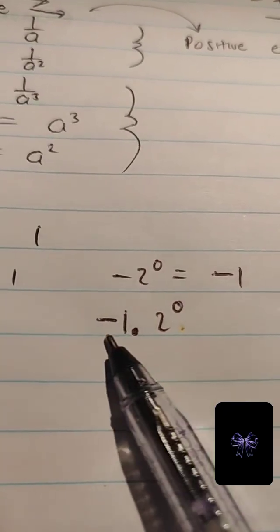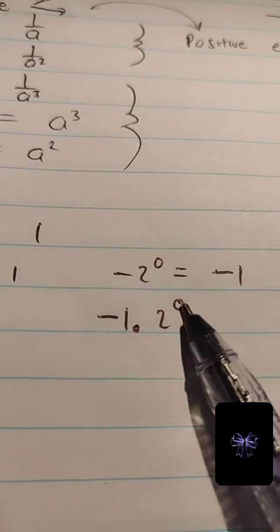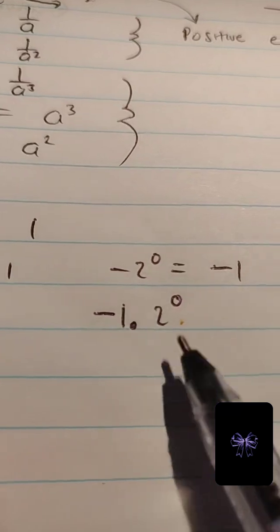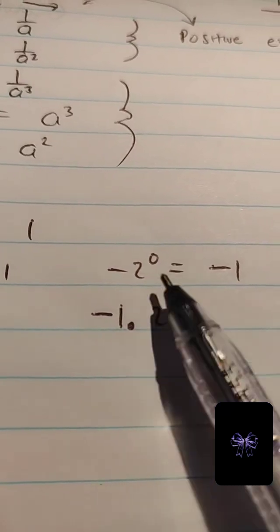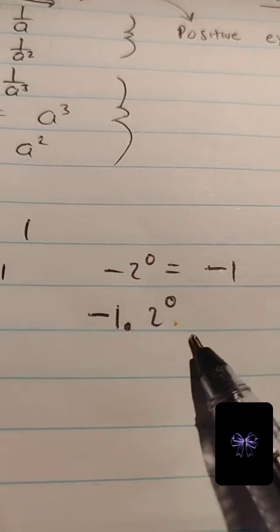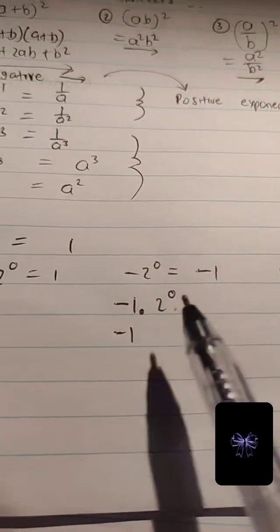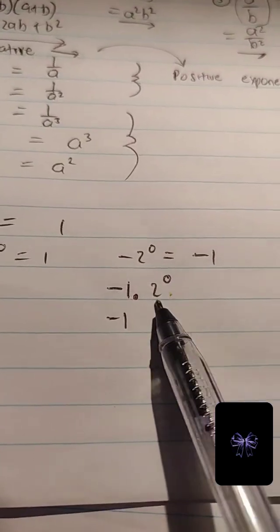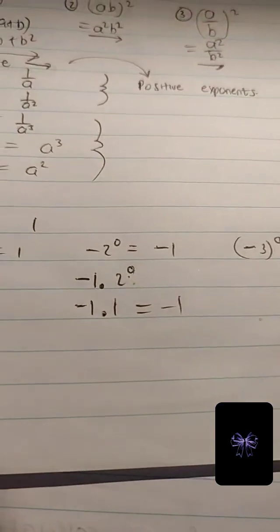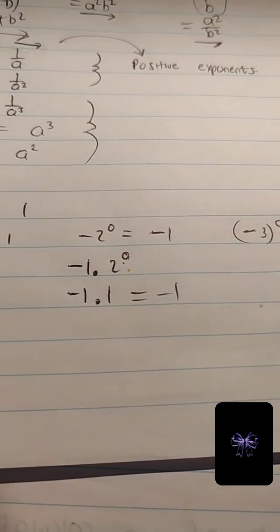Negative 2 to the power 0 is actually negative 1 times 2 to the power 0. That's what it is. This here is actually this. So negative 1 remains unaffected. The only thing that is raised to the power 0 is the 2 that is positive. So obviously 2 to the power 0 is 1. But what is negative 1 times 1? It's negative 1.